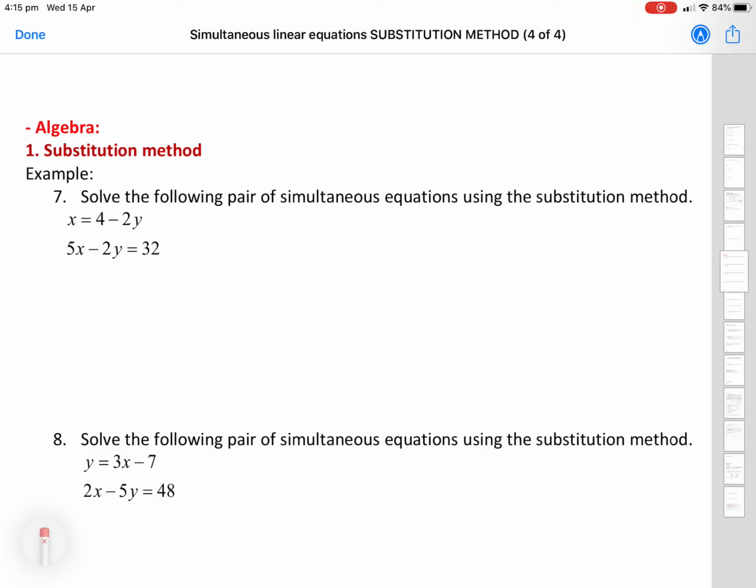Okay, so we're looking at the substitution method. To find those solutions, just like I did in the last video, when two equations equal one another, we want to find that solution. So we want to find the coordinate of where the lines meet. There are different methods. Yesterday you looked at the graphical method, where you just graph your two lines and see. This is called the substitution method.